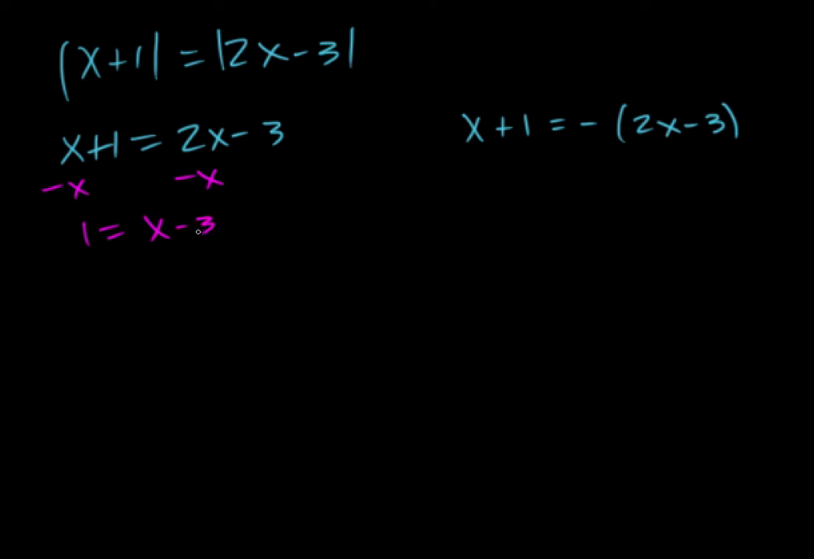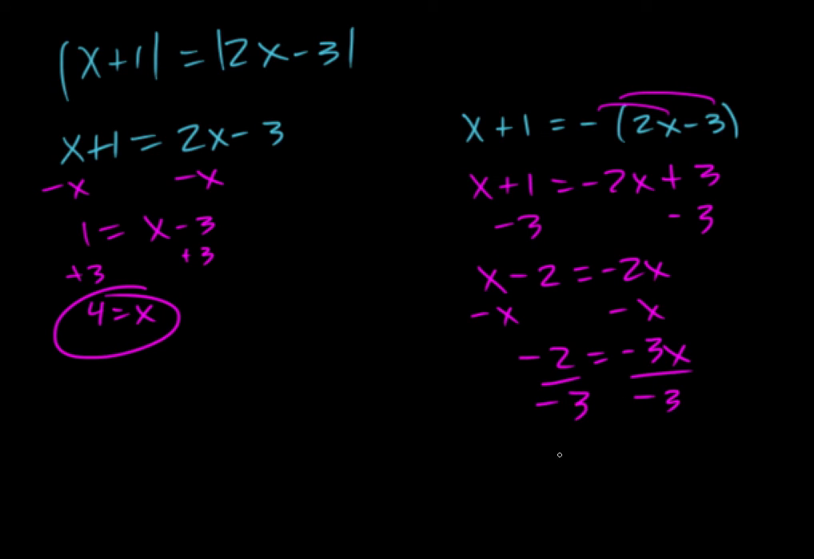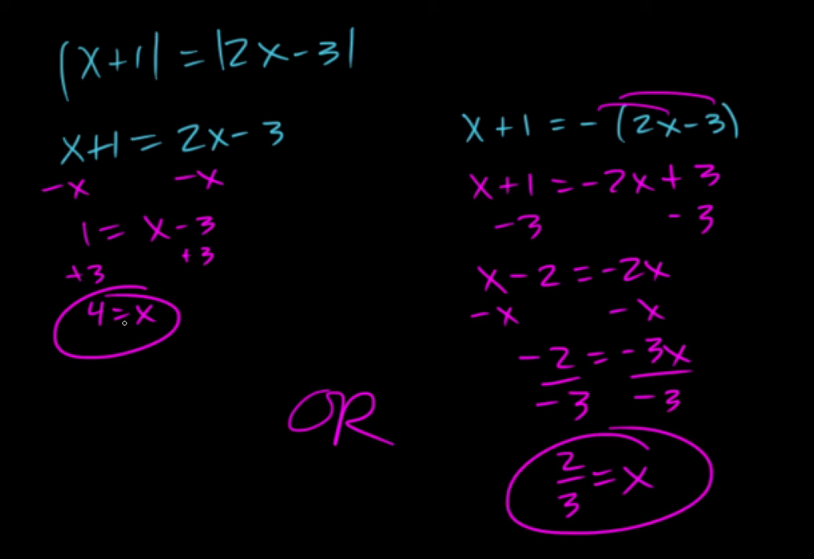Okay, subtract x. 1 equals x minus 3, add 3, so 4 equals x. Distribute the negative, subtract 3, subtract x, so 2/3 is equal to x. Remember, use the word or. X is 4 or 2/3.